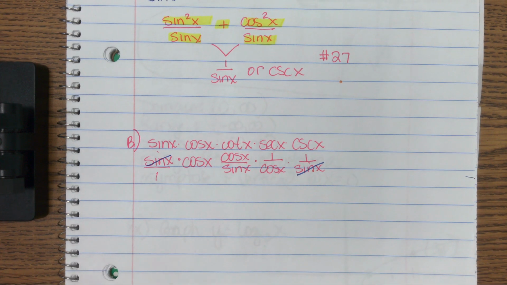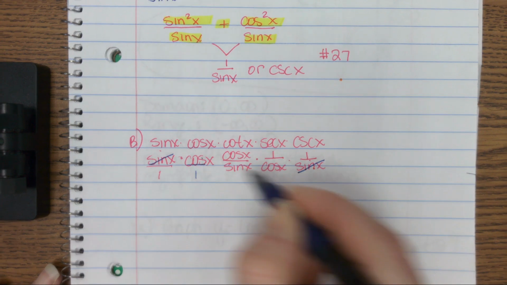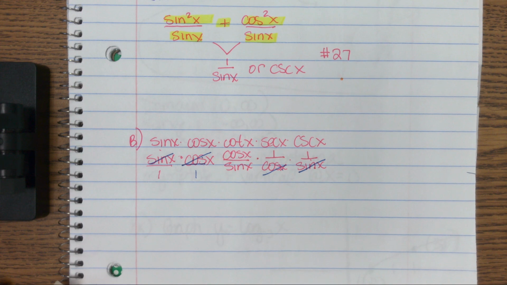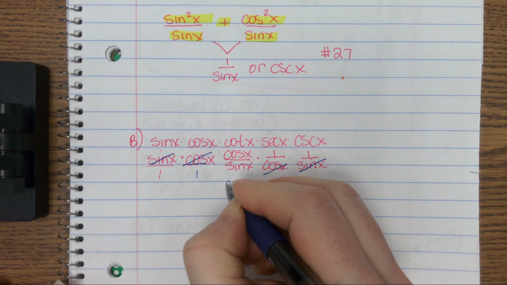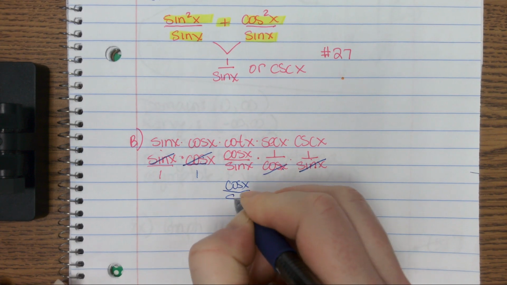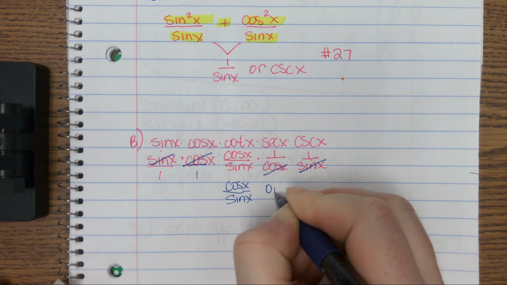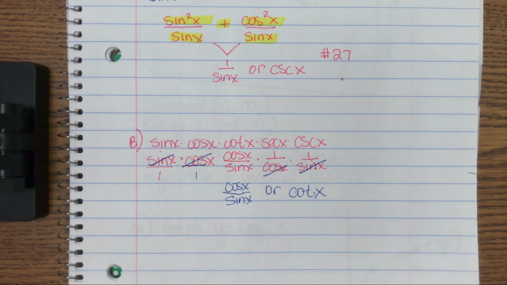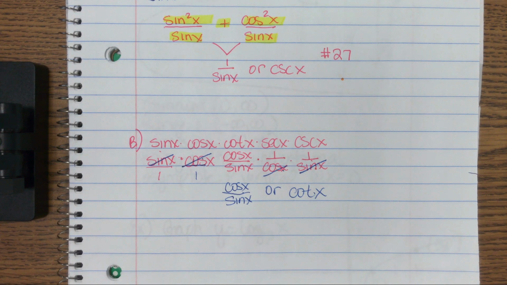And then the cosine on the top and the cosine on the bottom. Okay. And so I am left with this expression. That's the only thing that doesn't cancel. It is cosine over sine, or another way of writing that is cotangent of x. Okay, and so question 29 in particular is very much like that.